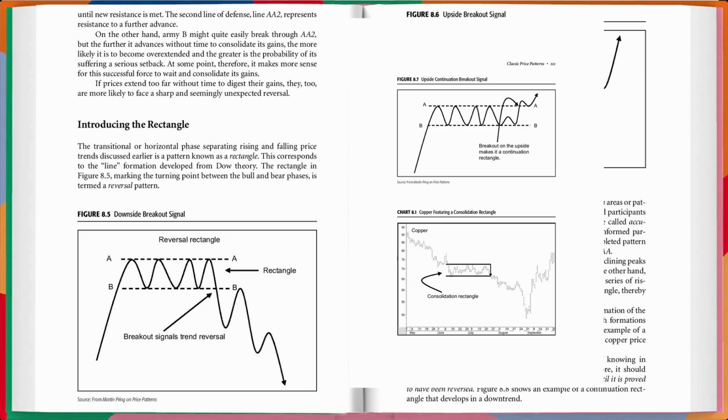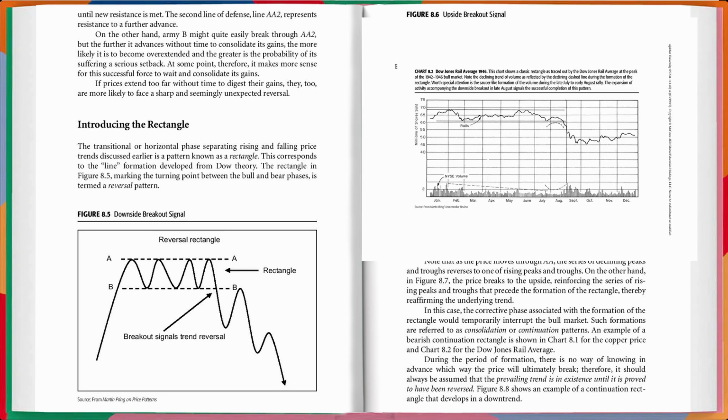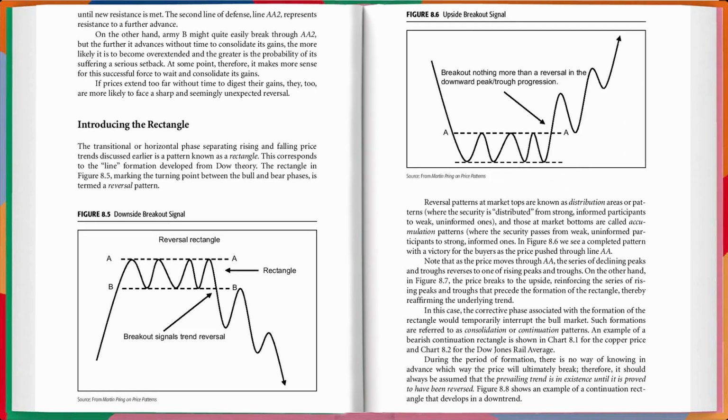During the period of formation, there is no way of knowing in advance which way the price will ultimately break. Therefore, it should always be assumed that the prevailing trend is in existence until it is proved to have been reversed. Figure 8.8 shows an example of a continuation rectangle that develops in a downtrend.